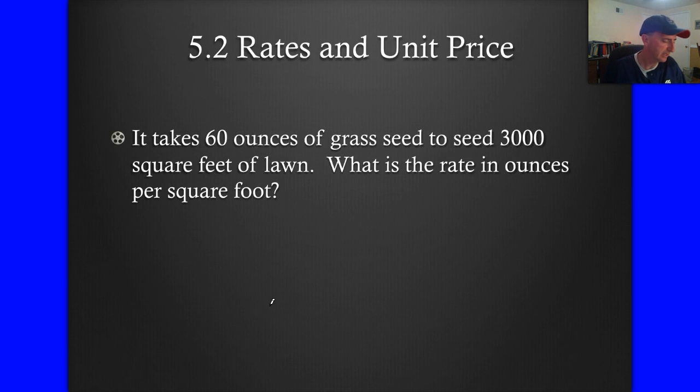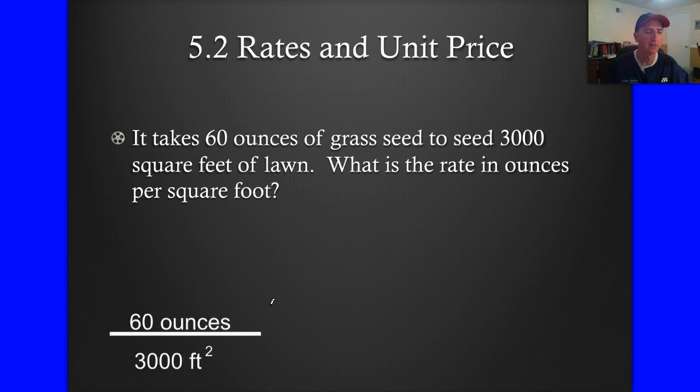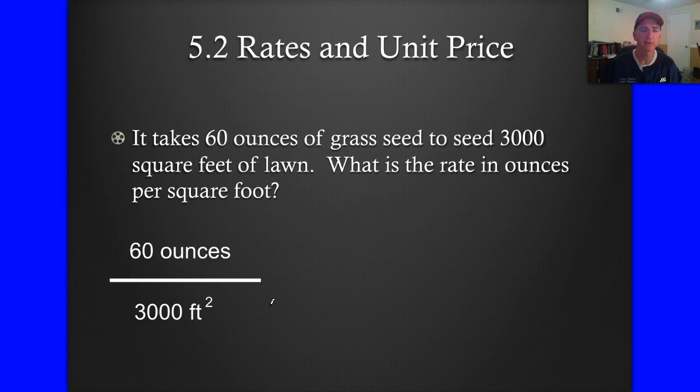I mentioned the grass seed. It says if you have 60 ounces of grass seed, and you have to seed 3,000 square feet, well, what is the rate in ounces per square foot? How do you want to set your spreader to know how many ounces of seed it's releasing per every square foot? All right, so here's how we would set that up. We would put 60 ounces divided by 3,000 feet squared.